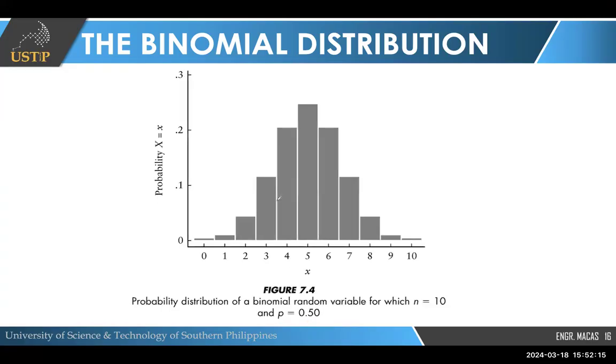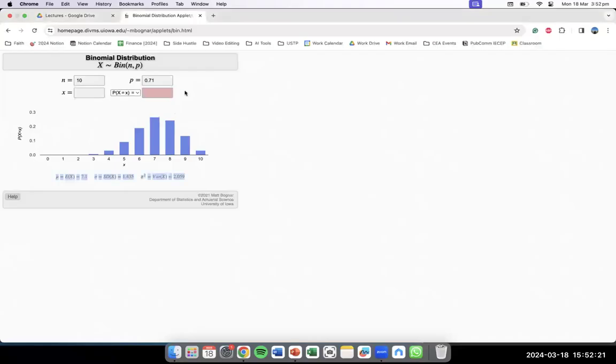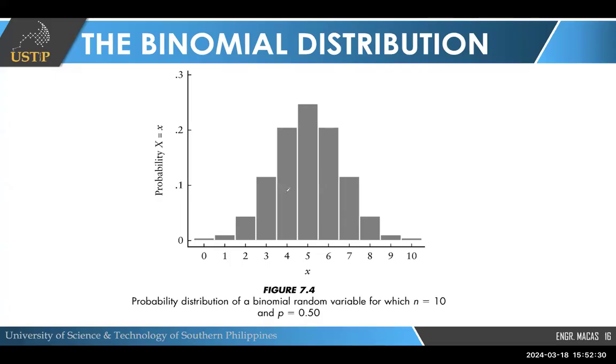Okay, so this is the probability distribution for a random variable whose probability is 0.5. If it is exactly 0.5, it is symmetrical. Okay, so I think that's the end of the discussion for binomial distribution.